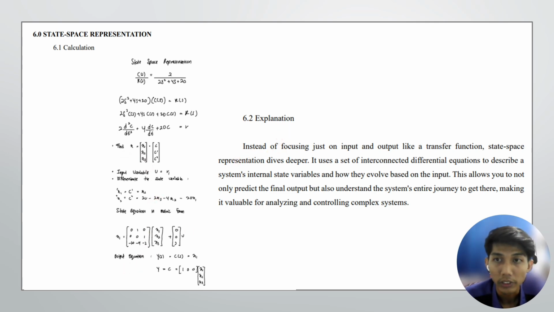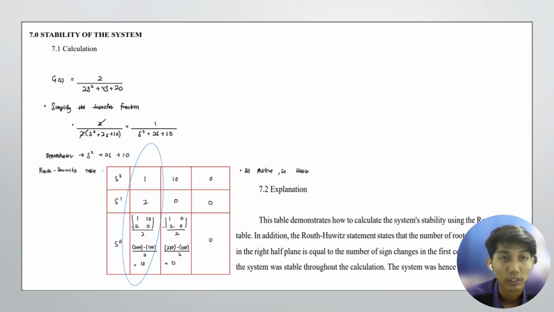For the explanation, state space representation goes beyond just input and output like a transfer function. It uses differential equations to describe a system's internal state variables and how they change with the input. This helps predict the final output and understand the entire process, making it valuable for analyzing and controlling complex systems.